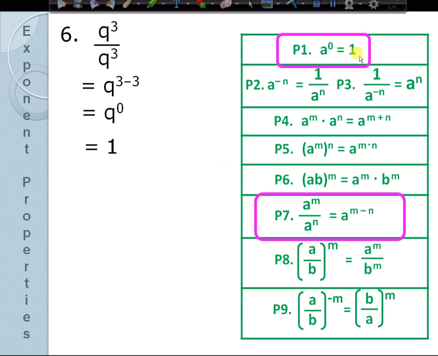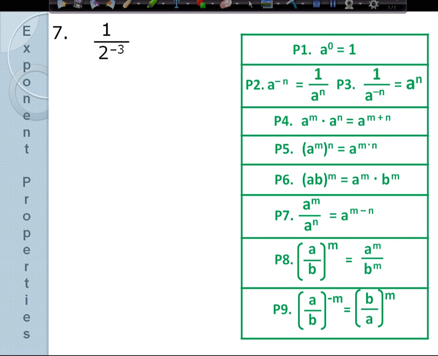If I look at property number 1, that's what I have. Anything to the 0 power is equal to 1. So here I have this is equivalent to 1. That's my final answer. Get that down before we move on.